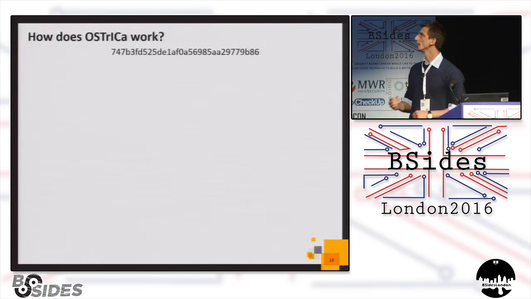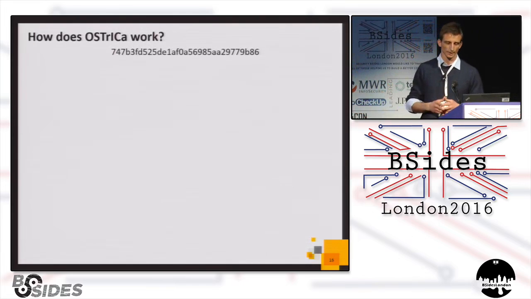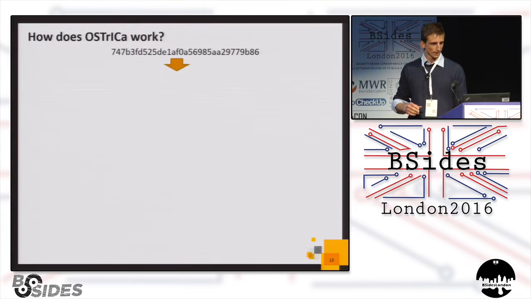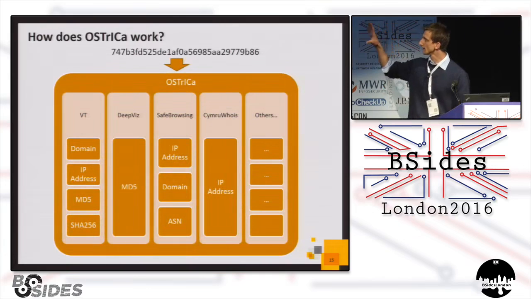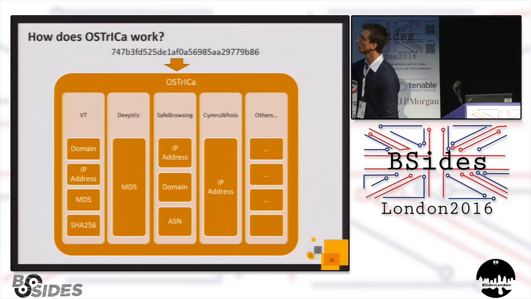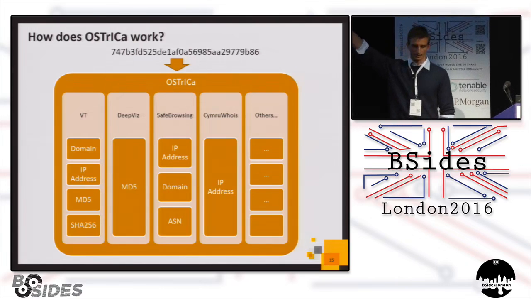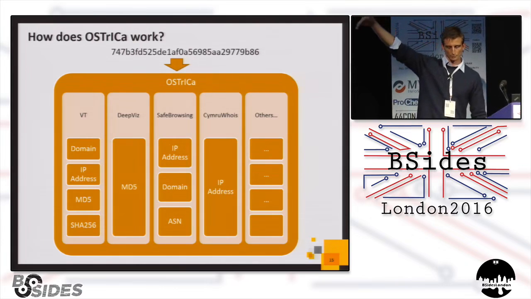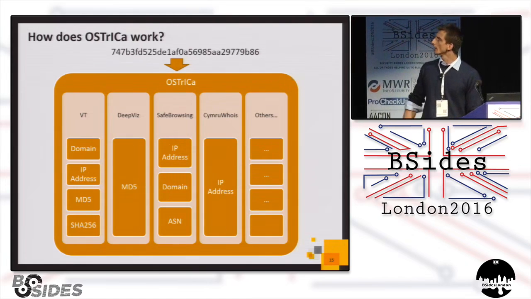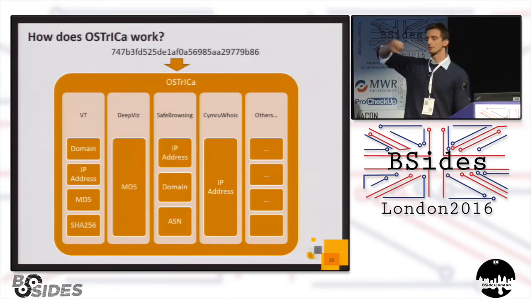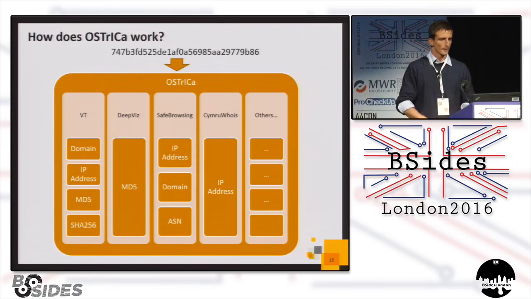So for example, we have an MD5. We found an MD5 in our network. Okay, we give it to OSTrICa. That's basically the structure of my tool. See, there is VirusTotal. DeepViTs is an Italian company that developed some sort of online sandboxing system. We have Safe Browsing, Whois, and many others. You can develop any kind of plugin you want to collect the data.